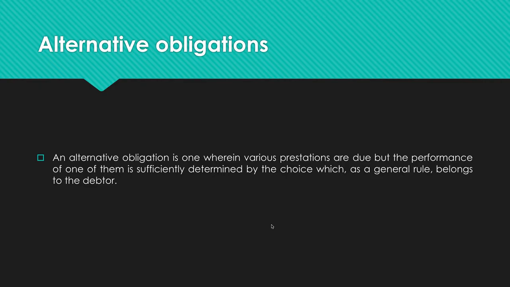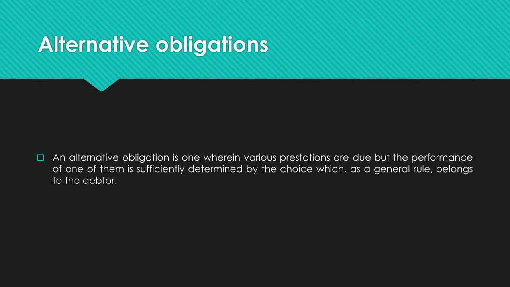Okay. So in alternative obligations, it's where various prestations are due, but the performance of one of them is sufficient, determined by the choice, which, as a general rule, belongs to the debtor. So meaning you can just perform or give any one of the obligations and it extinguishes the whole obligation.